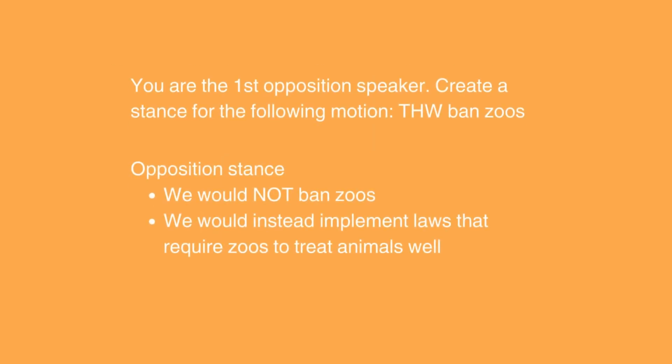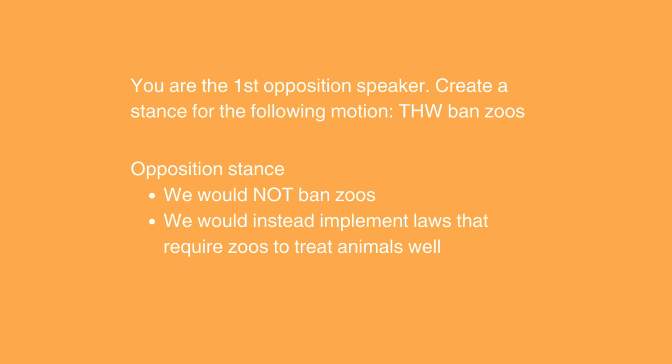Alright, so hopefully you've written a stance. Here's my example. We would not ban zoos. We would instead implement laws that require zoos to treat animals well. Of course, in a real debate round, you should elaborate on what those laws do specifically and how they'll function. But for the sake of time, I won't get into those details.